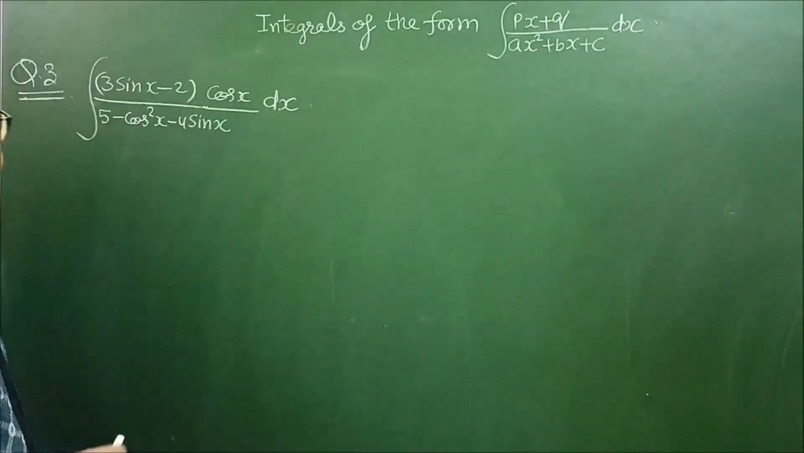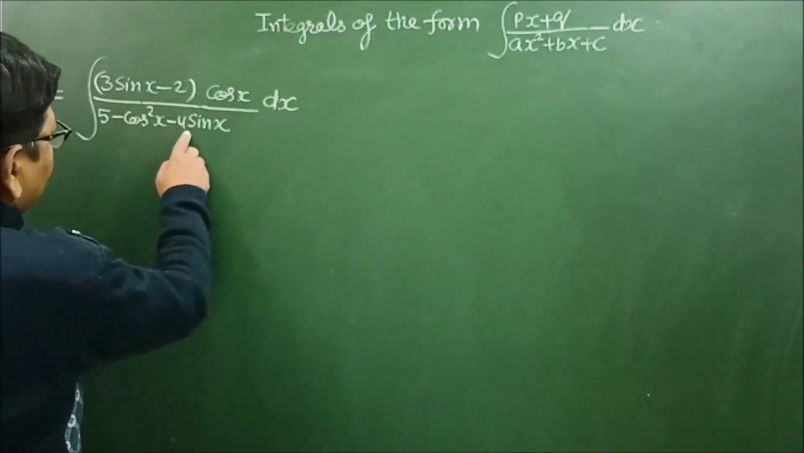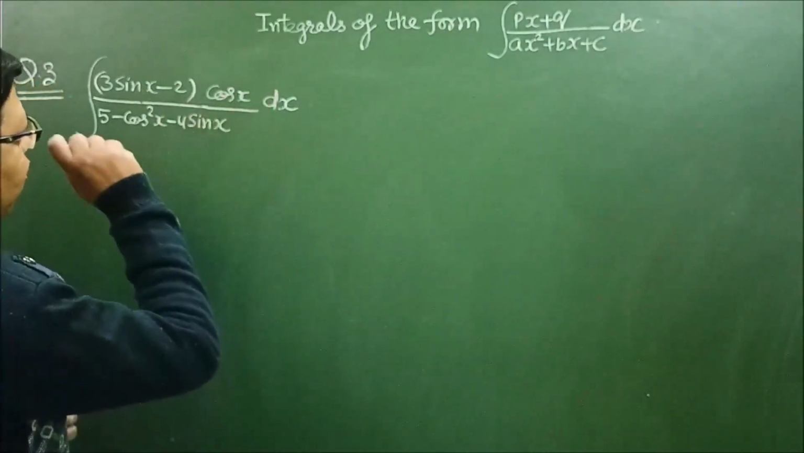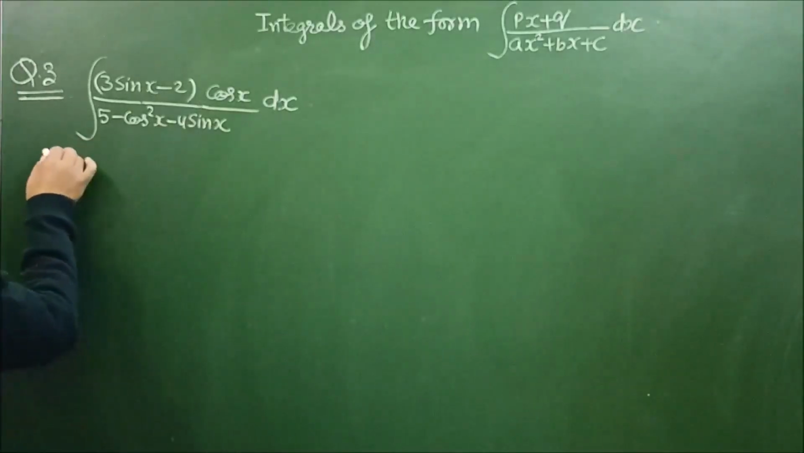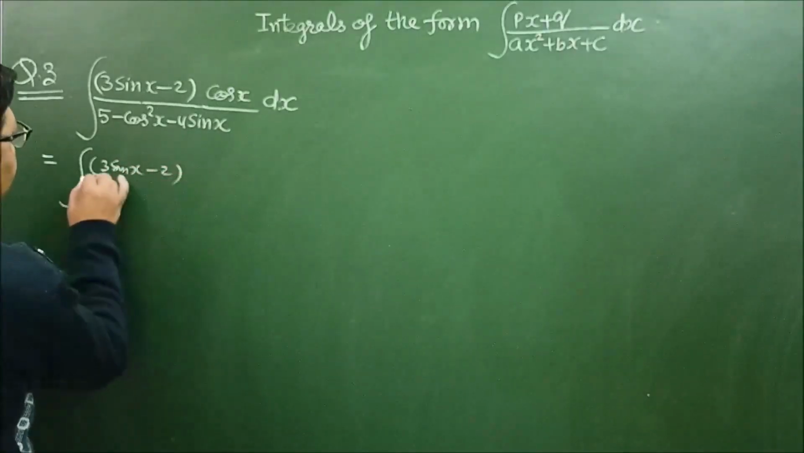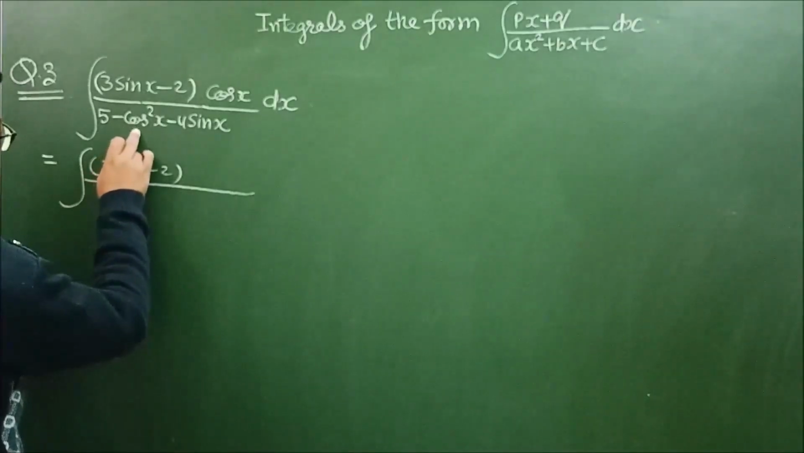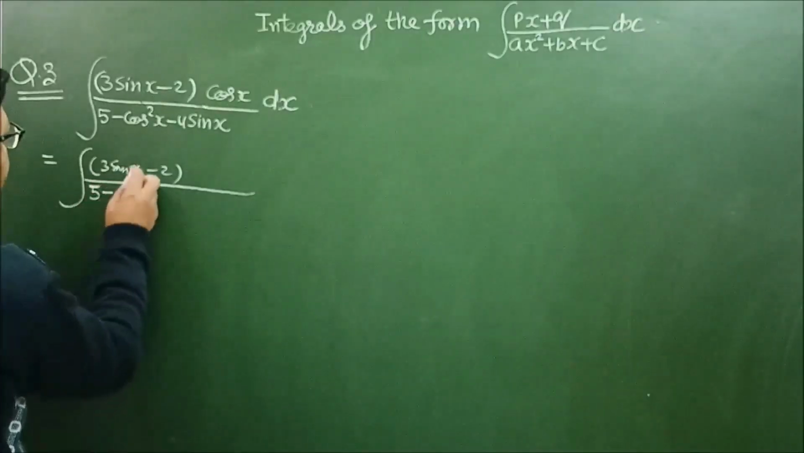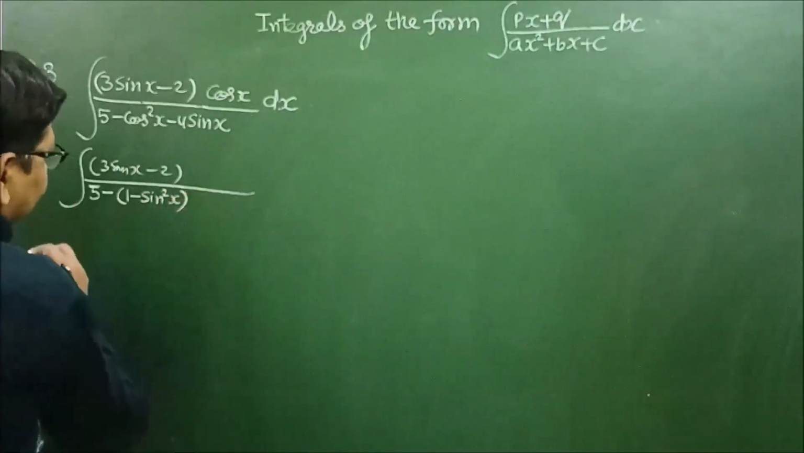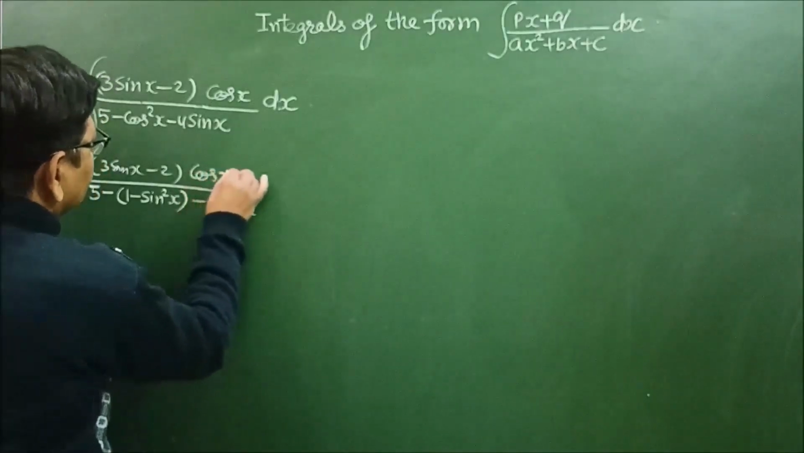Next question: find the integral of (3 sin x − 2) upon (5 − cos²x − 4 sin x) into cos x dx. Now this integral is not in this form right now. So first, let us convert it into the quadratic form, quadratic in sin x. So 5 − cos²x is equal to 1 − sin²x, −4 sin x, cos x dx.